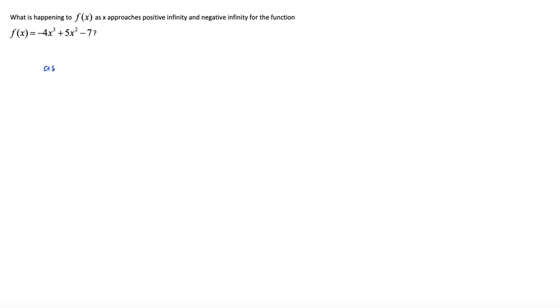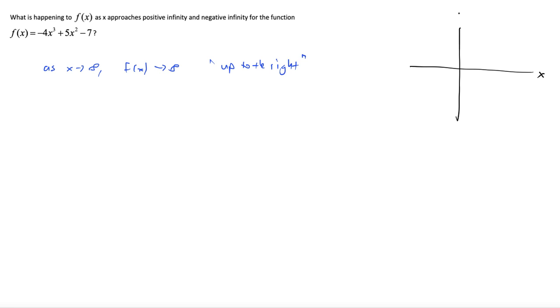So as x approaches infinity, f of x approaches infinity. This is what we call up and to the right. Think about a basic graph here. These are the x values, these are the y values, or the f of x values. As x approaches infinity means as x is getting bigger, as we go to the right, the y values approach infinity, which means the graph just goes up to the right.